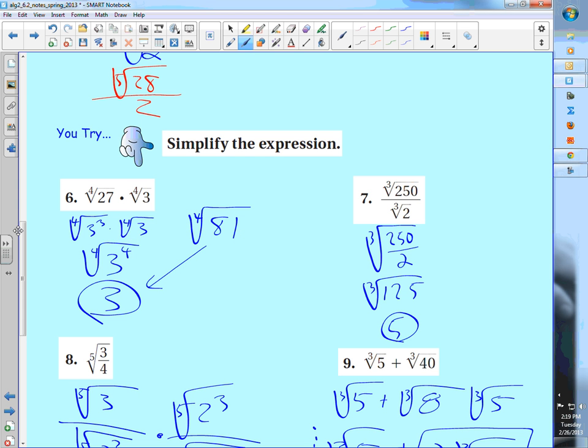Right. And the cube root of 1,000 would be good. That would be 10. And then on the bottom, you'd have the cube root of 2. And 10 divided by 2 would give you 5. That way it works. It's not the most efficient, but it absolutely works.